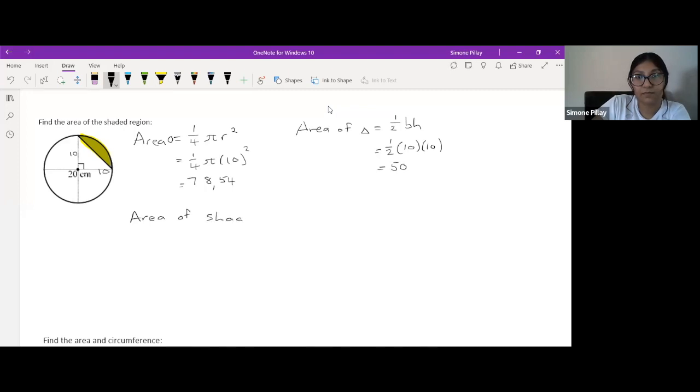You minus the 78,54 from the 50. So we're minusing 50 from 78, yes. And then you'd get your shaded area. Can you give me the answer to that? 28,54. Great. You were so amazing on this question.